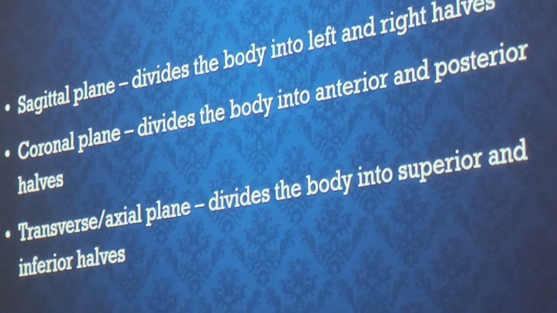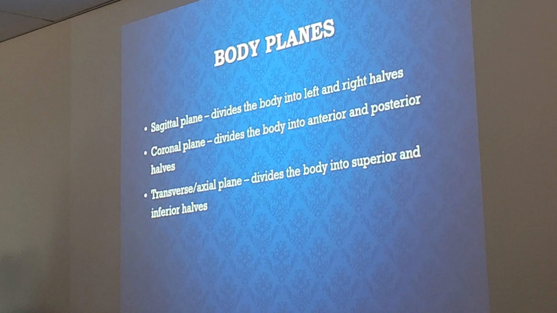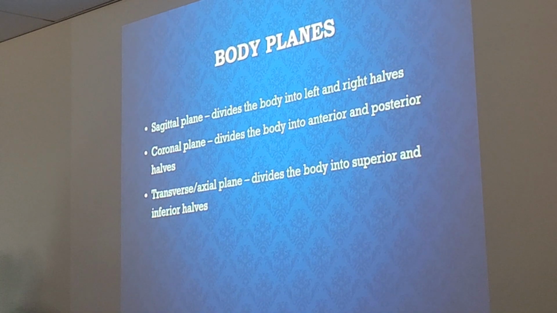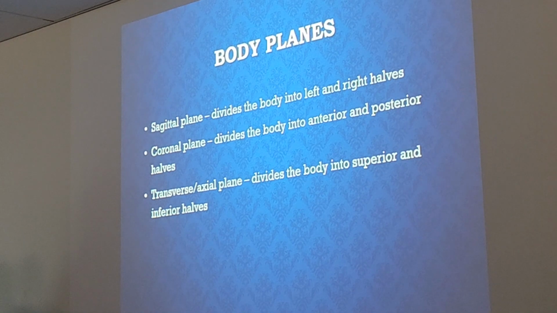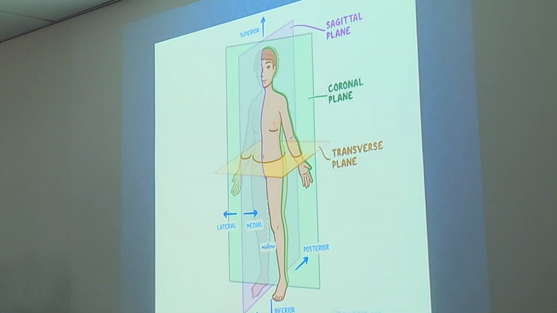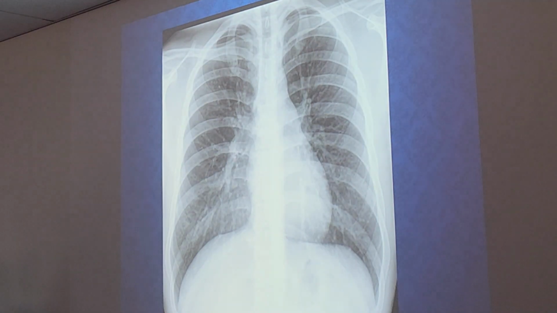Sagittal plane. We should all be familiar with MSP and MCP. Sagittal plane divides the body into right and left. So if I were cut in half, right and left would be sagittal. Coronal, front and back. So if I was cut in half with whatever device going this way, there'd be a front portion and a back portion. Transverse or axial plane, superior and inferior.